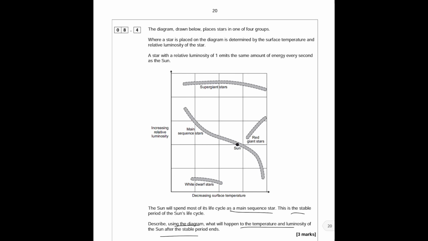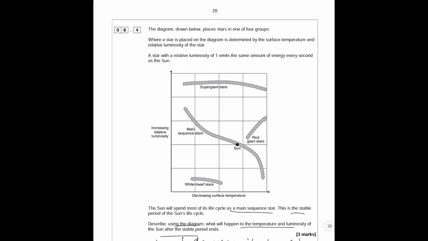And so now looking at the graph, what you have to understand in the diagram is that as the temperature decreases, it changes to a red giant. As the temperature increases, or you could say the luminosity increases, it changes to a white dwarf.